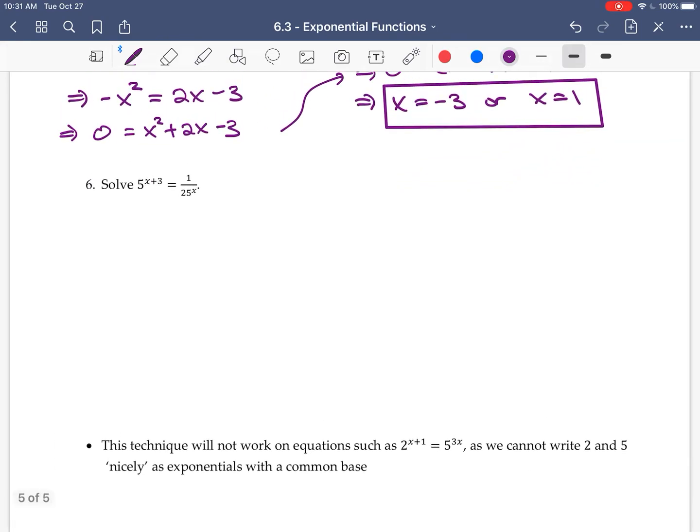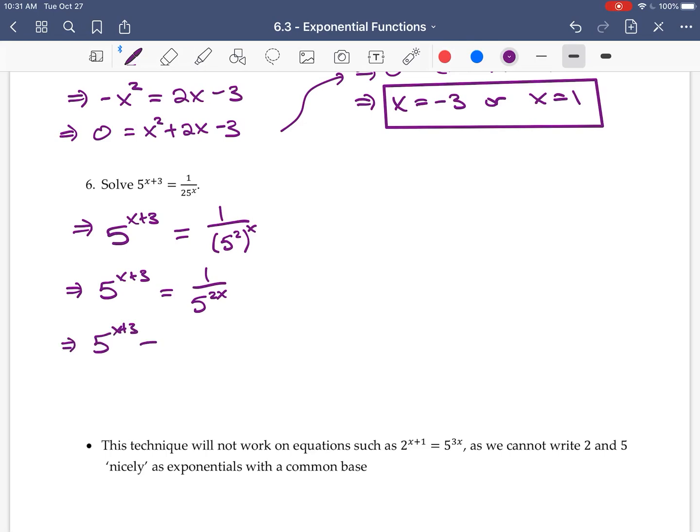Okay, for number 6, I don't think that they're in the same base at the moment. So I have 5 to the power x plus 3. But 25 is 5 squared. So this is actually 1 over 5 squared to the x, which is actually 1 over 5 to the 2x, which I could bring up as a negative exponent. So that side is going to be 5 to the negative 2x, and now we have the same base.